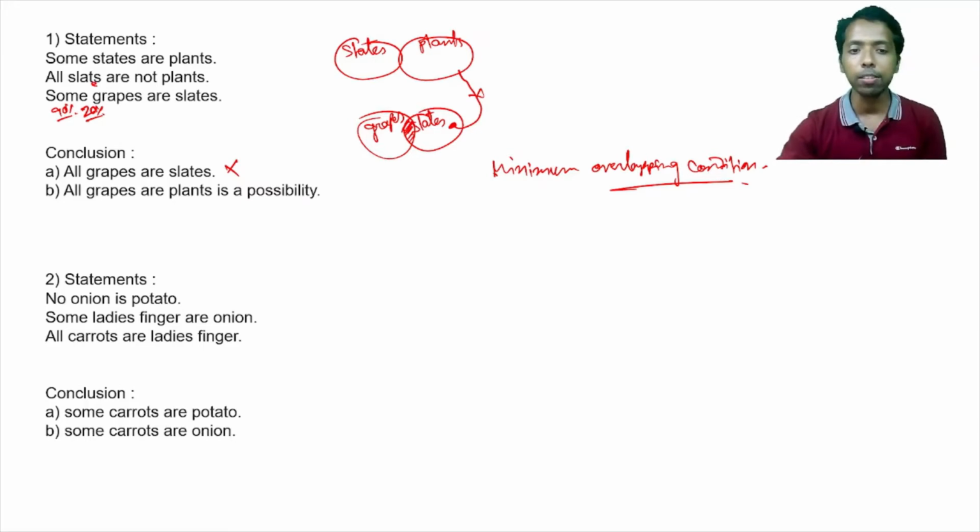So all grapes are slate. Here it is some grapes are slate. All grapes are slate as a definite condition is wrong. All grapes are slate is a possibility. All grapes may be slate, can be slate. This kind of statement would be correct, but all grapes are slates as a definite form is wrong. Now, all grapes are plants is a possibility.